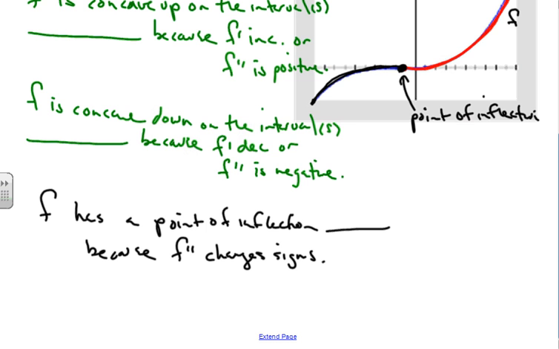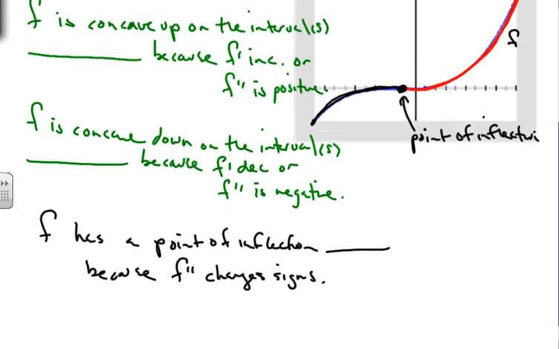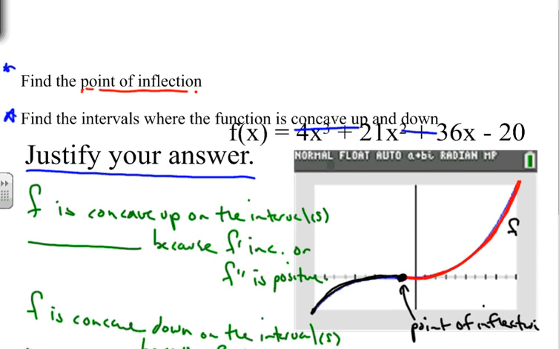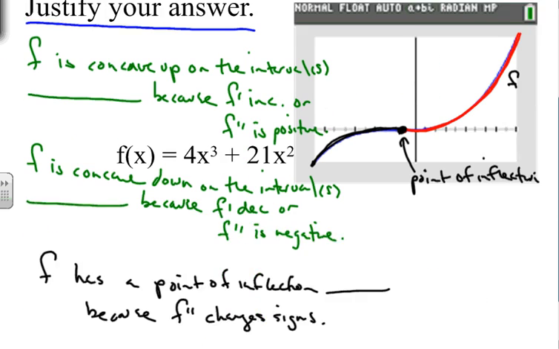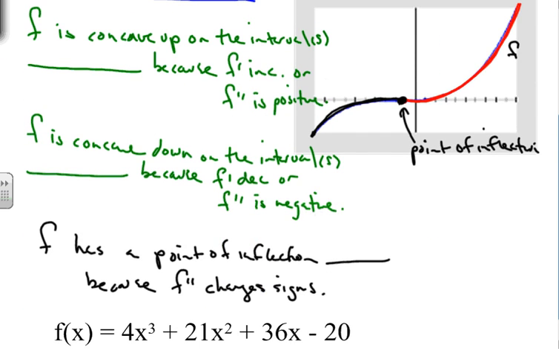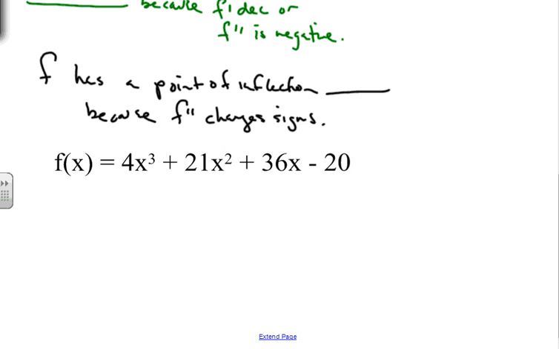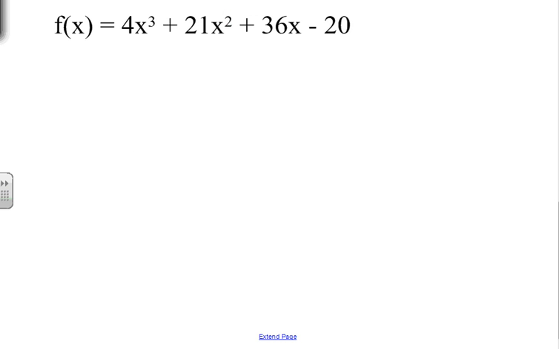So we're going to fill in these blanks. To do that, we're going to do a little bit of analysis. I'm going to take this down here, work with it, and then go back up and justify your answers. So the first thing we're going to do is figure out f double prime. First off, we find f prime: 12x squared plus 42x plus 36.